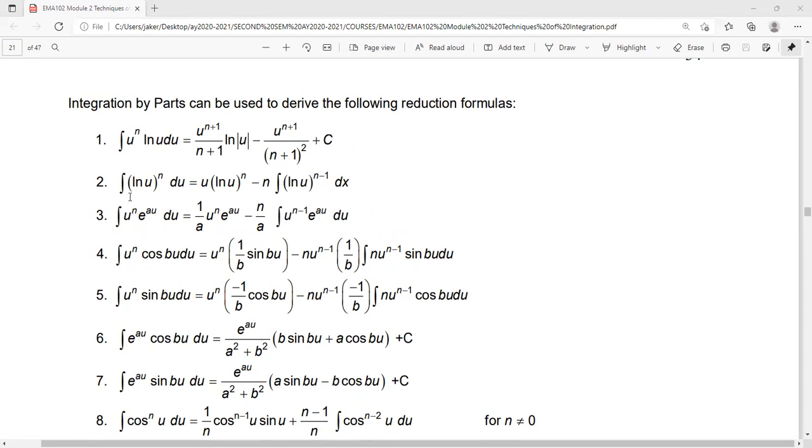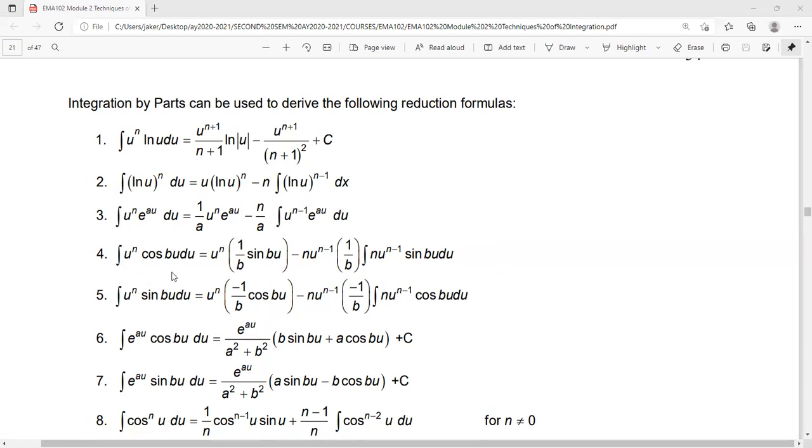It's the same thing with ln of u raised to n du. So this is a ready-made formula for you to use. Same thing with u raised to n times e raised to au du. So this could be x raised to n, e raised to ax, where a is any real number, dx. So this is your ready-made formula for that.